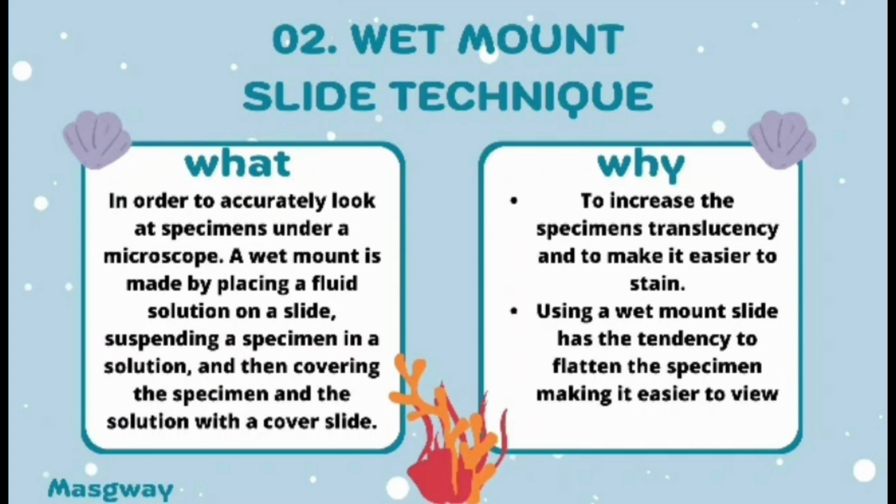The what and/or why. First, the what. In order to accurately look at a specimen under a microscope, a wet mount is made by placing a fluid solution on a slide, suspending a specimen in the solution, and then covering the specimen and the solution with a cover slip.